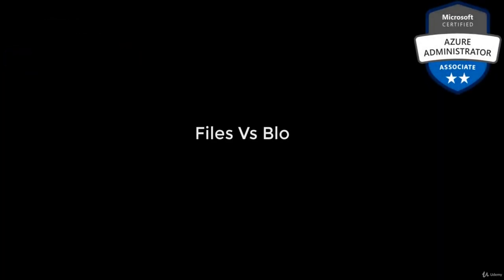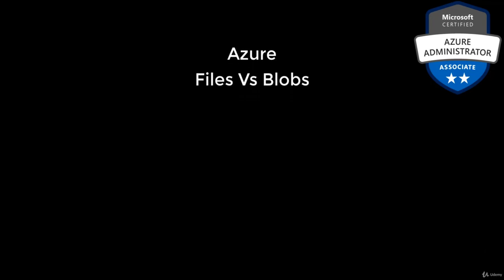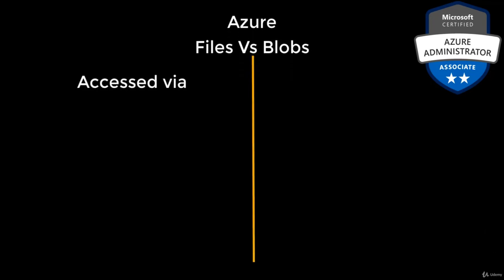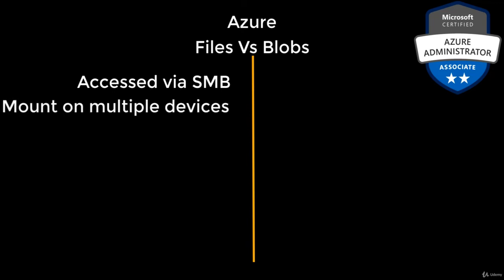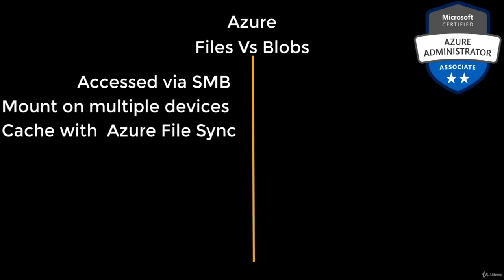Let's understand when to use files versus blobs. Azure Files offers fully managed file shares in the cloud. These are accessible through the industry standard SMB protocol. Azure File Shares can be mounted concurrently by cloud or even on-premise deployments on Windows, Linux, or macOS. Additionally, Windows file shares can be cached on Windows servers with a feature called Azure File Sync. This is done for fast access near where the data is being used.